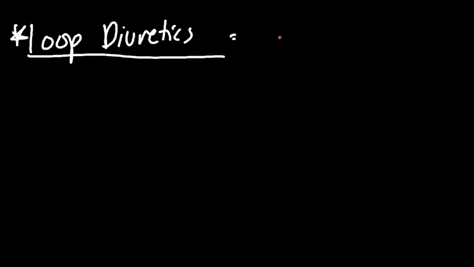Well, first let's talk about the prototypical drug. The prototypical loop diuretic is going to be furosemide. When you think of a loop diuretic, you're going to use furosemide as kind of like your mainstay example.